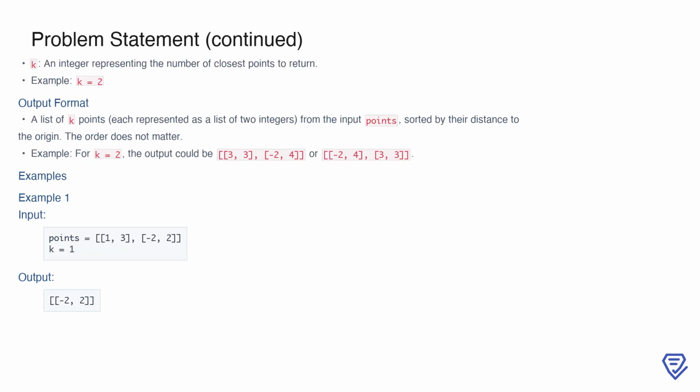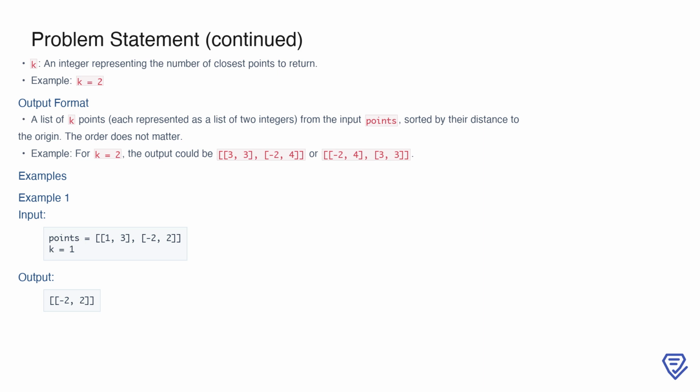To summarize the input format, you are given a list of n points, where each point is represented as a pair of two integers, x_i, y_i. For example, the points could be (3, 3), (5, -1), (-2, 4). Alongside this, you are provided an integer k, like k equals 2, which specifies the number of closest points you need to return. The output format is a list of k points selected from the input array, each point represented as a pair of integers.